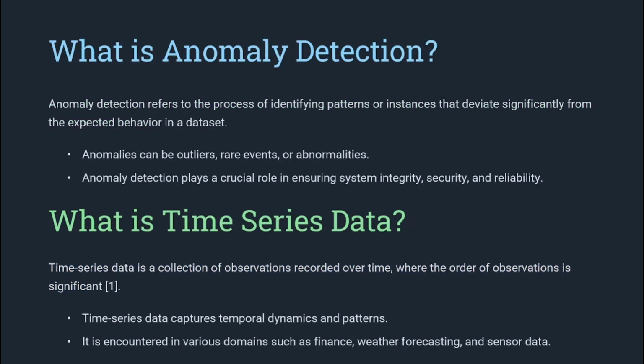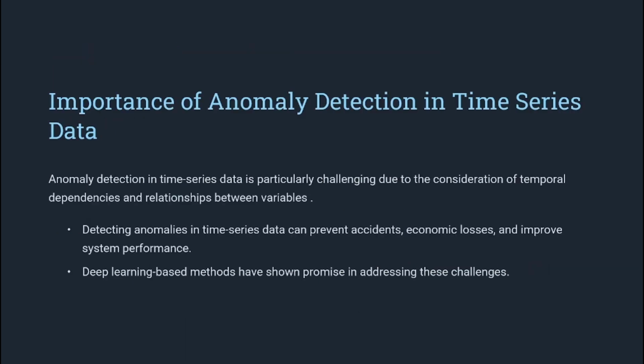What is anomaly detection? Anomaly detection refers to the process of identifying patterns or instances that significantly deviate from the expected behavior in a dataset. Anomalies can be outliers, rare events, or abnormalities. Anomaly detection plays a crucial role in ensuring system integrity, security, and reliability. And what is time series data? Time series data is a collection of observations recorded over time, where the order of observations is significant. It is encountered in various domains such as finance, weather forecasting, and sensor data.